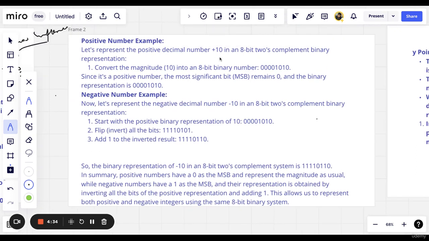Let's say we have +5. To convert it into 8-bit 2's complement, you just convert it into binary. So the binary form of 10 is 1010. Simple, right?